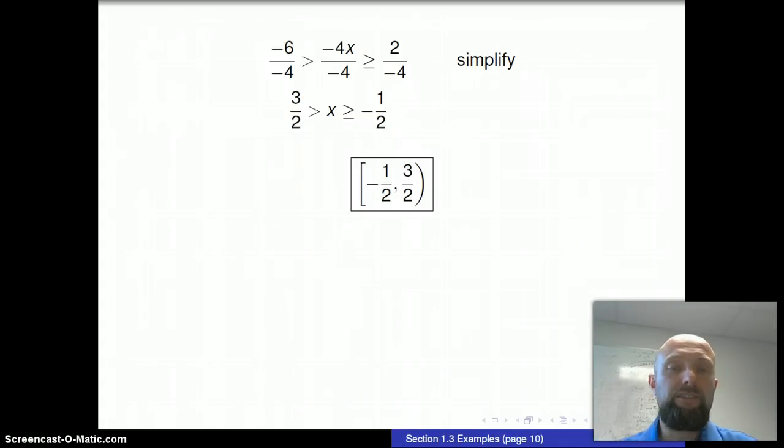In interval notation, that becomes, however, the interval -1 over 2, 3 over 2. Remember, in an interval, the smallest number is on the left, the largest number is on the right.